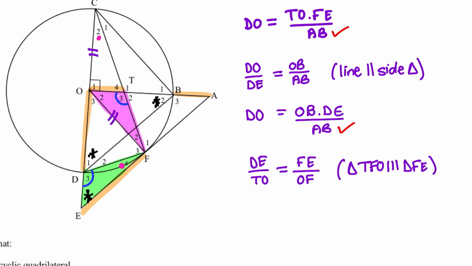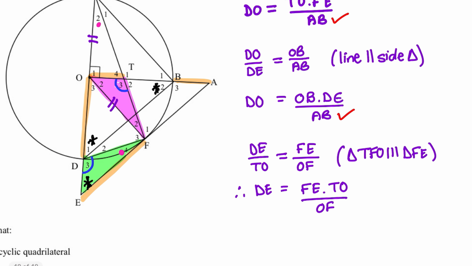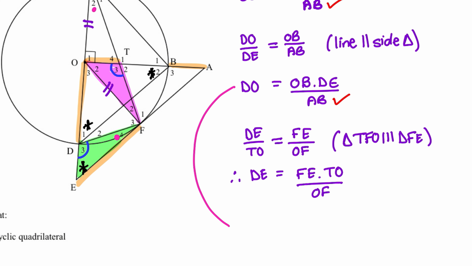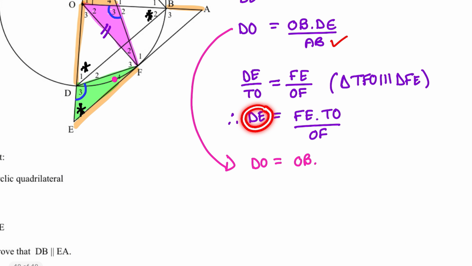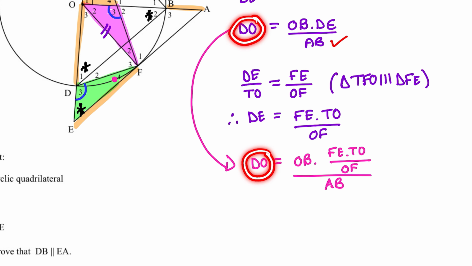So therefore I can rewrite DE as FE times TO over OF. So can you see in our ratio we have DE now. So let's rewrite that information in our ratio. So we have DO is equal to OB times DE, where we're replacing that DE with FE times TO over OF. So it will be FE times TO over OF over AB. So all that I'm doing is I'm writing DO again. I still don't have OB, but I've rewritten DE.